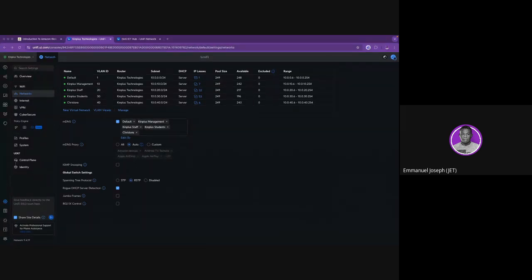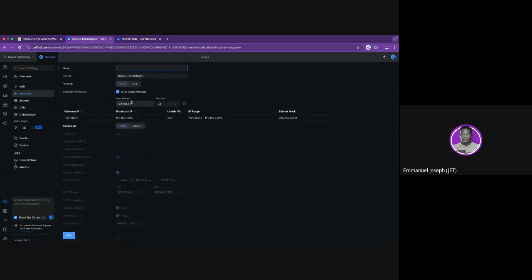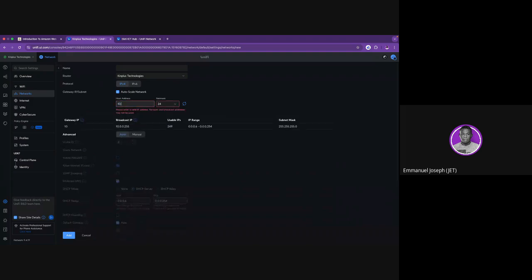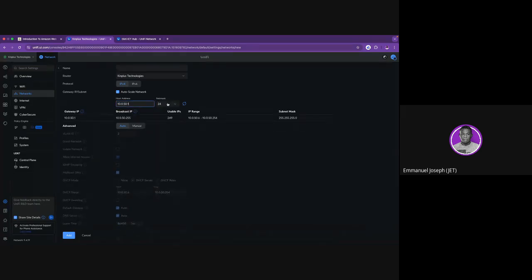All right. But now we want to break a class C into 4. And to do that, we already have 40, right? So let's have a new virtual LAN, and we'll call that 10.0.50.1. But instead of /24, we want to borrow 2 bits. So if we are borrowing 2 bits, it's going to be /26.